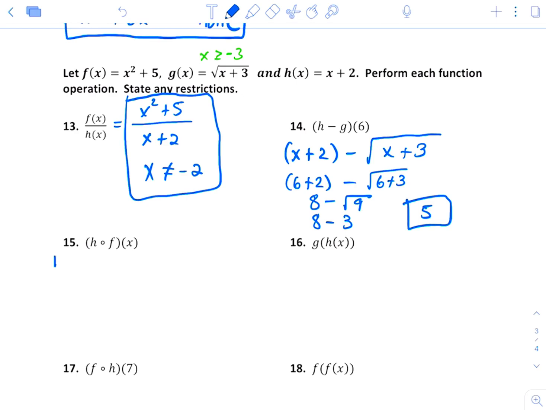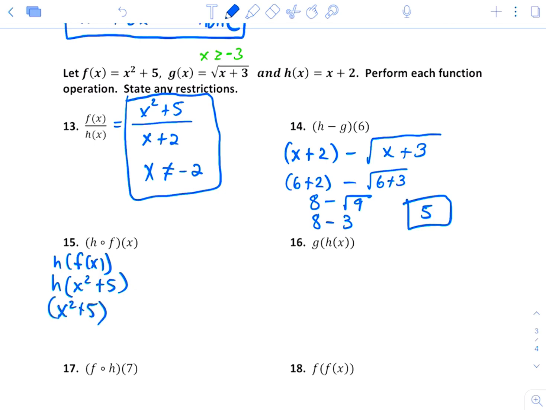All right, so next, this really means h of f of x. And then f of x is our x squared plus 5. So that means I'm taking x squared plus 5, substituting it in for all of the x's in my h function. So again, I'm replacing this x with that x squared plus 5, and then we'll need to simplify.